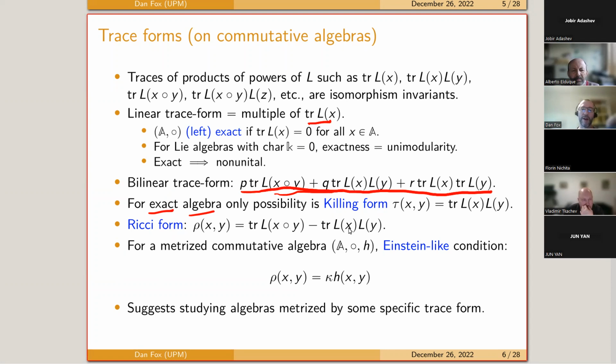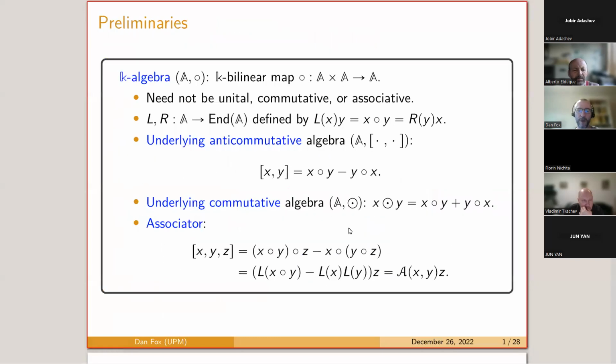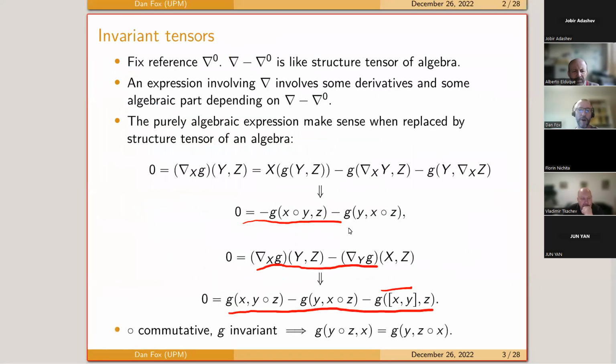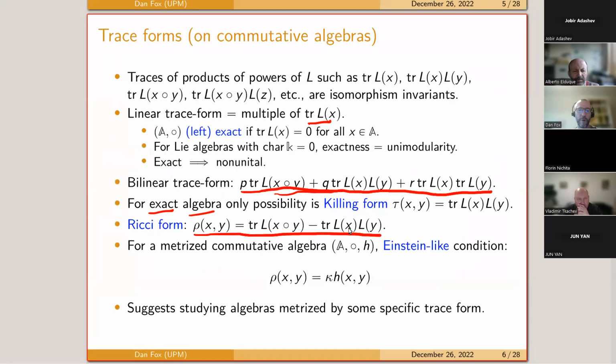But if I'm assuming an exact algebra, really the only thing that's possible is a multiple of the Killing form. So that somehow singles out the Killing form as interesting. And it's mentioned quite a lot in this talk, this Ricci form. If we go back a few slides, this is somehow the trace of the associator endomorphism. And so that's why its vanishing is a very weak form of associativity.